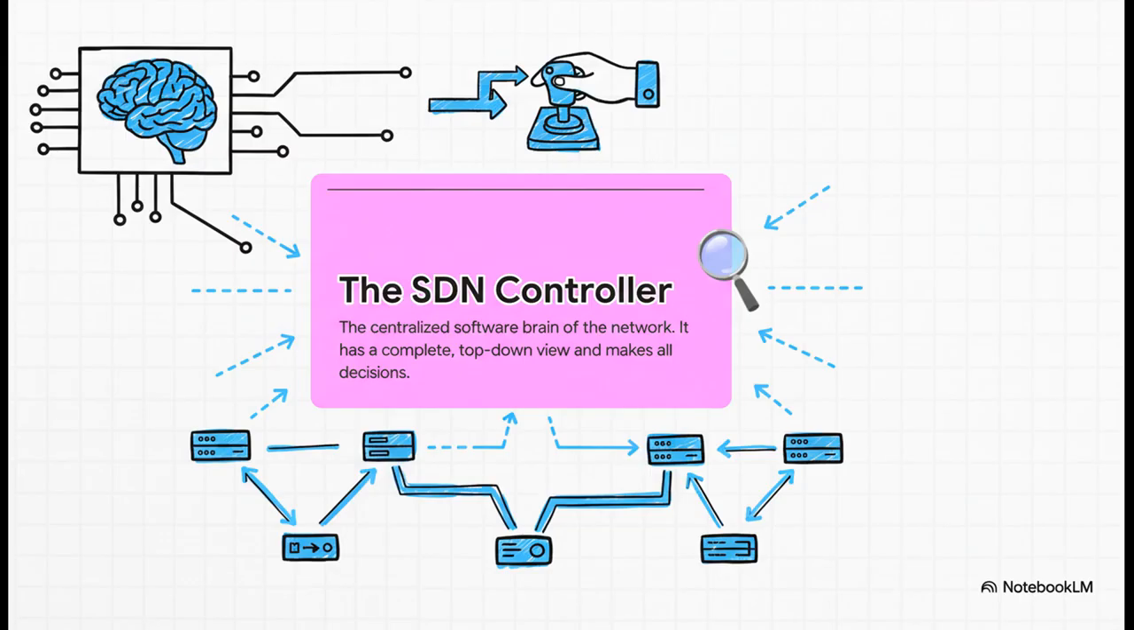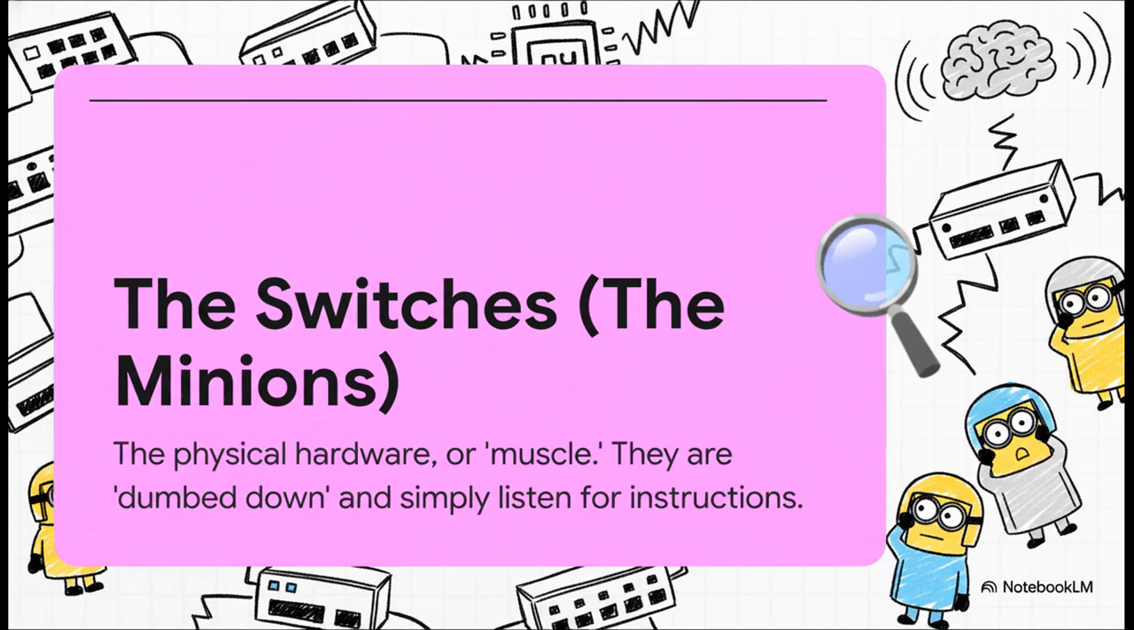This is the centralized software brain that has a complete top-down view of the entire network. It sees everything. It knows the fastest path from point A to point B, and it makes all the strategic decisions.